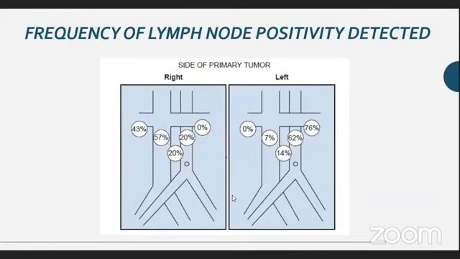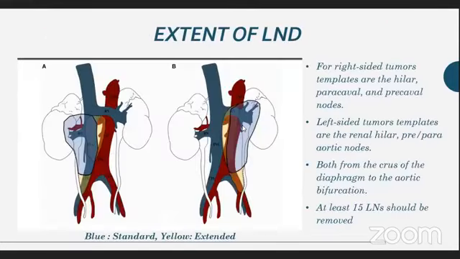So if you look at right side disease, the majority of them are having metastasis in the precaval and retrocaval area, and there is nothing lateral to the great vessel. That is, if you look at the right side, nothing lateral to or left of the aorta. If you look at the left side, then there is nothing to the right side of the vena cava.